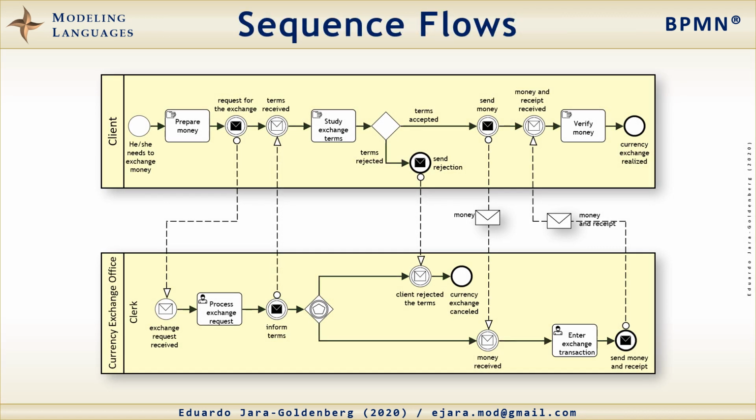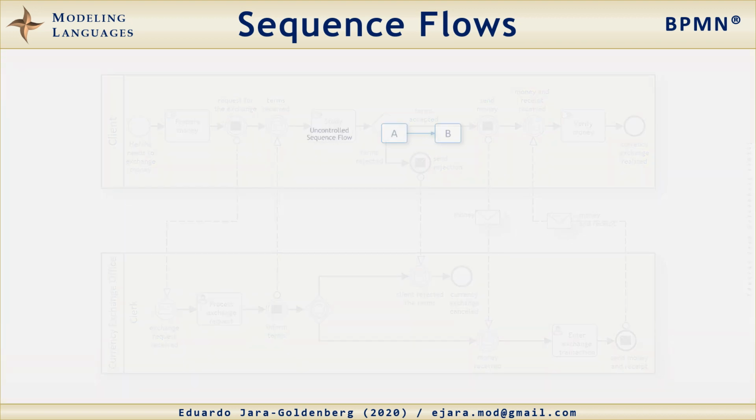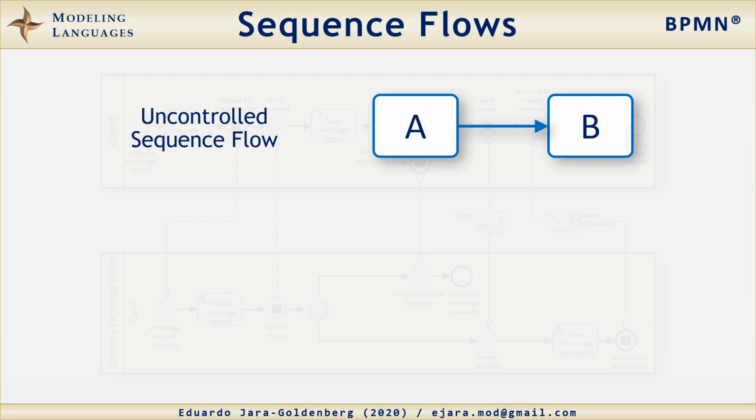A sequence flow is used to show the order that activities will be performed in a process. Uncontrolled sequence flow refers to flow that is not affected by any conditions, or does not pass through a gateway. The simplest example of this is a single sequence flow connecting 2 activities.